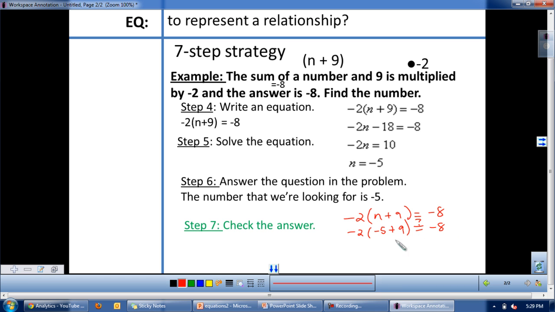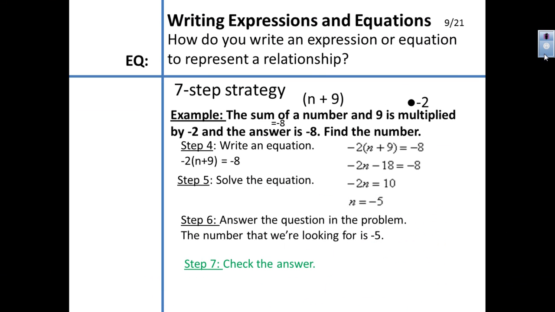Since we don't know if it's equal to -8 yet, that's why we're checking, we'll put a question mark up here. Order of operations, we need to do inside the parentheses first. -5 plus 9, that's 4. -2 times 4, that's -8. And -8 is equal to -8. So then our answer makes sense. There we go.